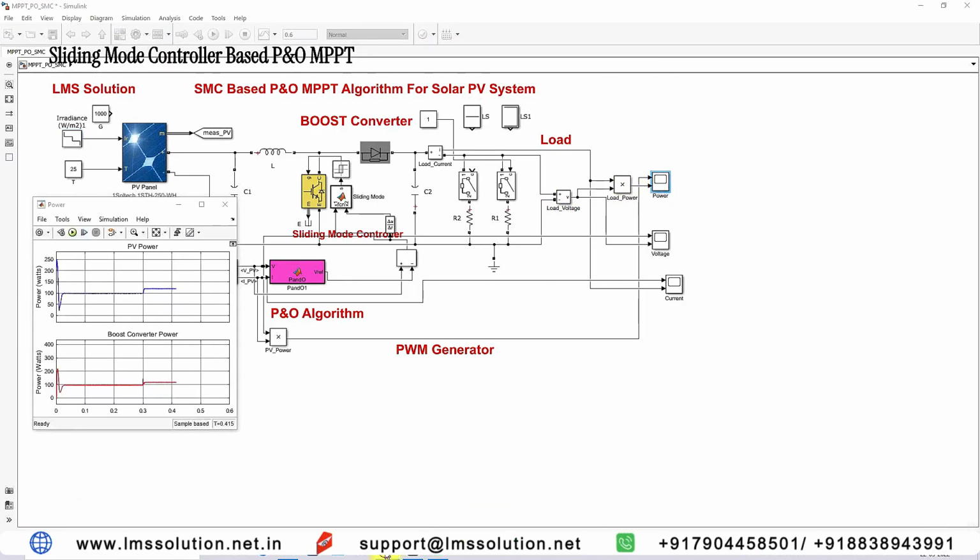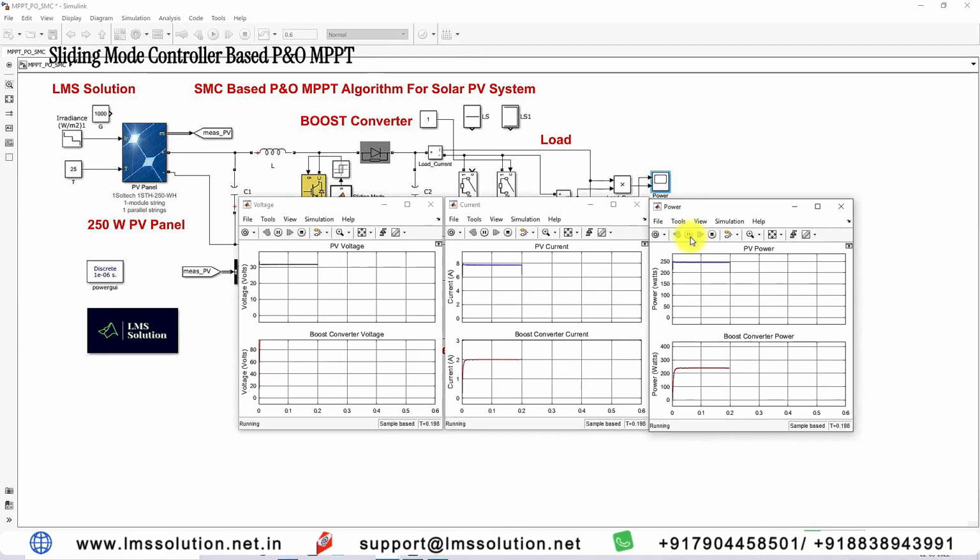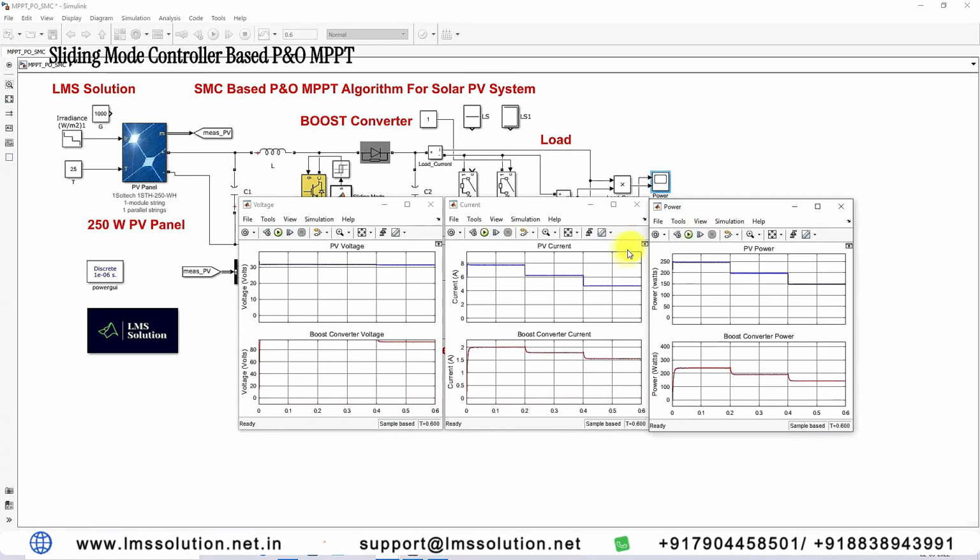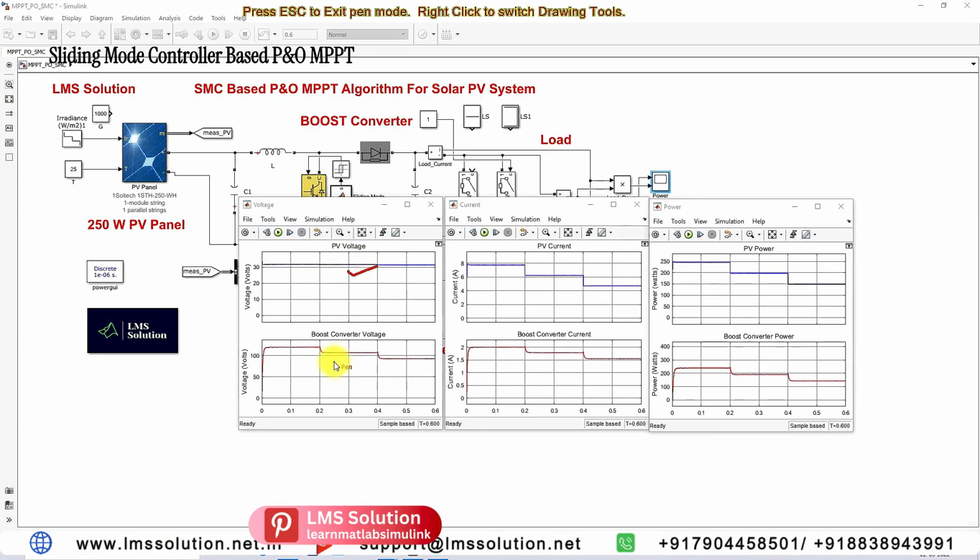Now I'm going to simulate this model. Here every 0.2 seconds the irradiation will vary from 1000, 800 and 600, and then you have to check the results. Here you can see that for 1000 watts per meter square the maximum power is around 250 watts. For 800 the maximum power is around 200 watts and then for 600 the maximum power is around 150 watts. This is PV voltage and then load voltage, and then this is PV current and this is load current. This is PV power and this is load power for a change in irradiation condition.